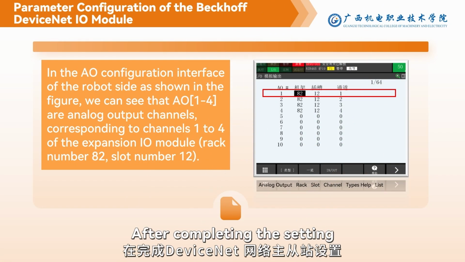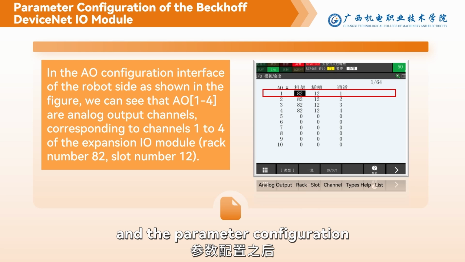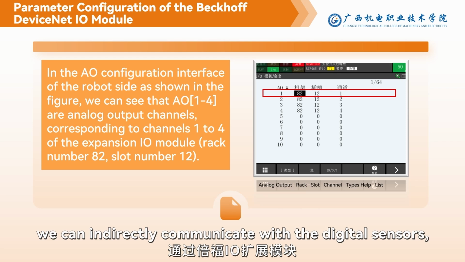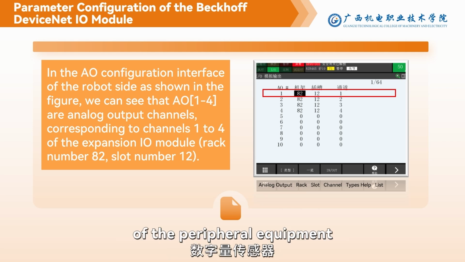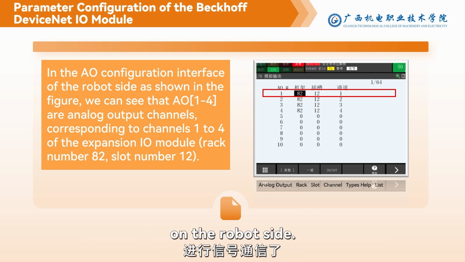After comparing the setting of the DeviceNet network master-slave station and the parameter configuration of the DeviceNet I/O model, we can indirectly communicate with the digital sensors, analog input and output devices of the peripheral equipment through the Beckhoff I/O expansion model on the robot side.